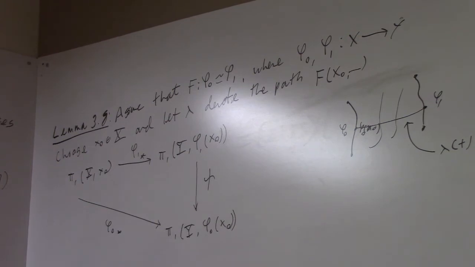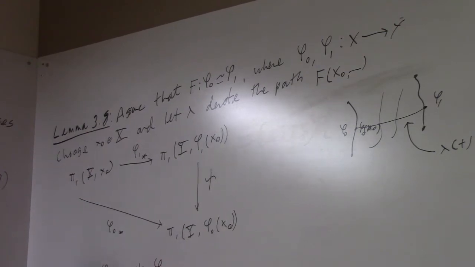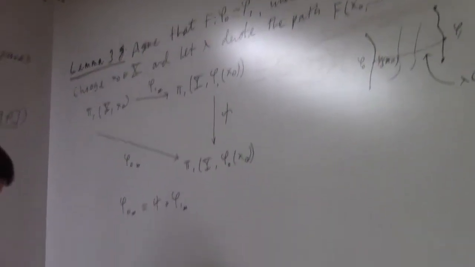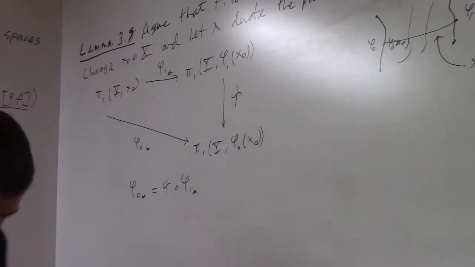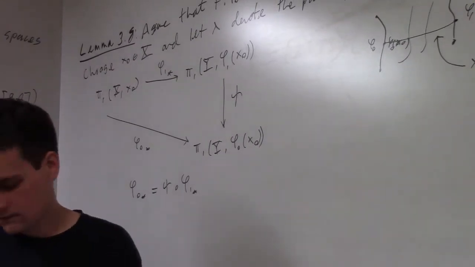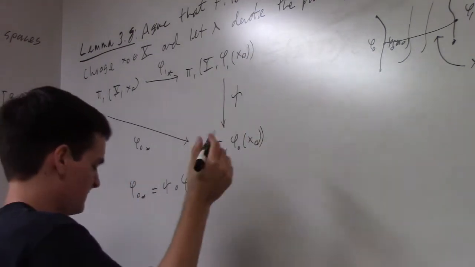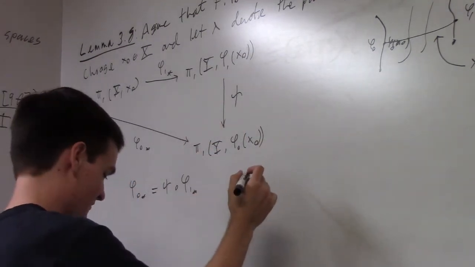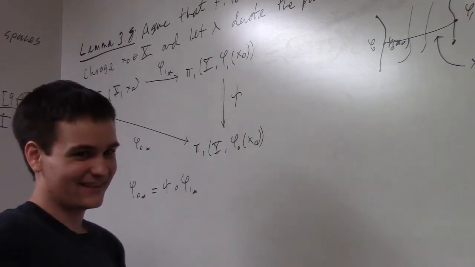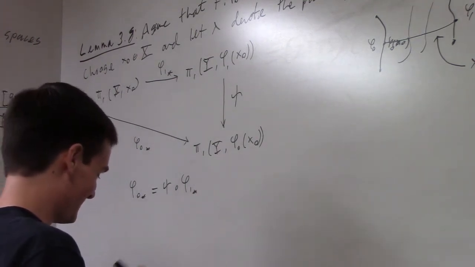So essentially, the map induced by phi naught is equal to psi of the map induced by phi 1. Oops, or phi here, or psi. I'm going to have to figure out how to not get those confused one day.